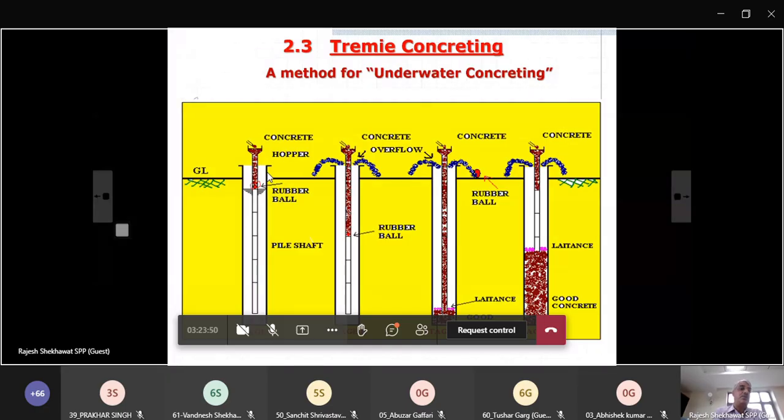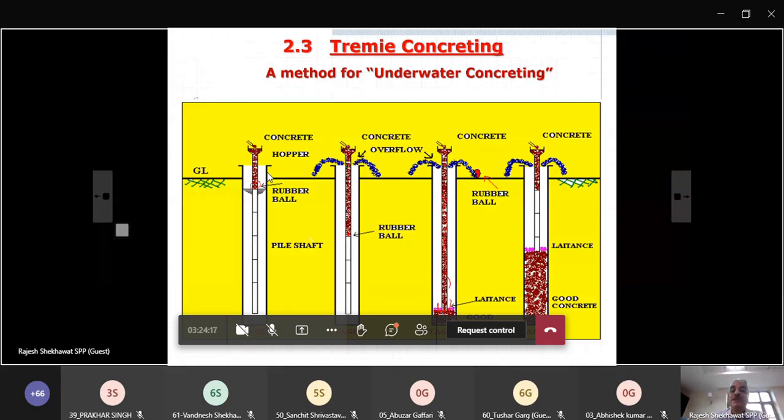So the initial pour should be of a significant amount, so that when it falls here, the bottom of the tremie will be in this and it will replace this laitance, which is lighter in weight. And once you start tremie concreting, you should not stop till the end, because if you stop in between, whatever concrete is in this will settle and your whole tremie pipe and everything you have to throw away.